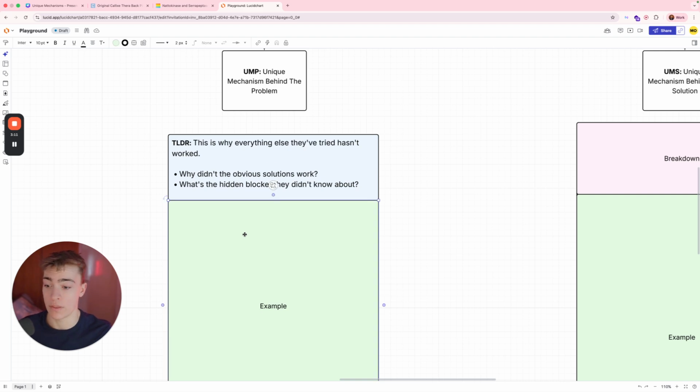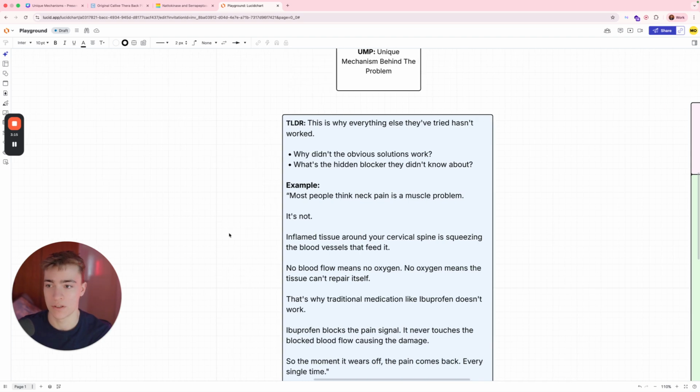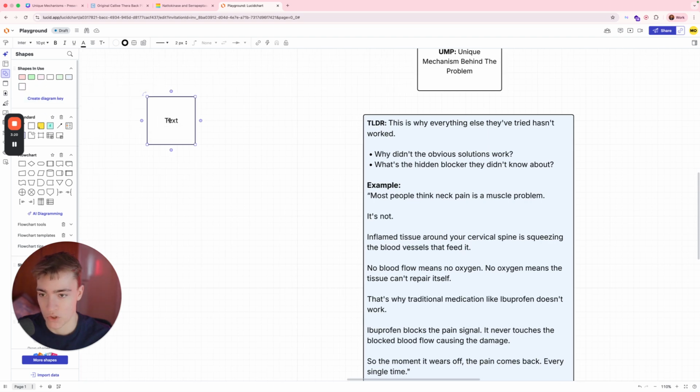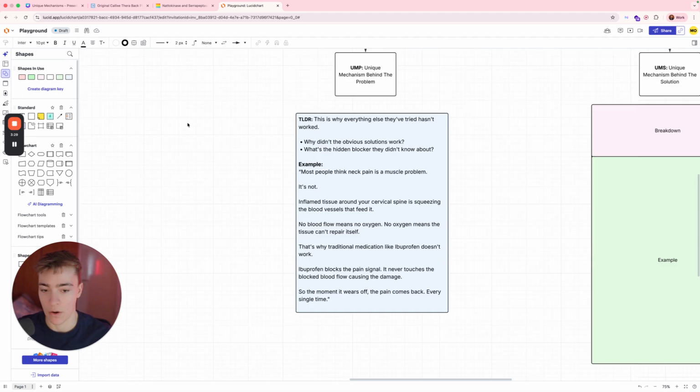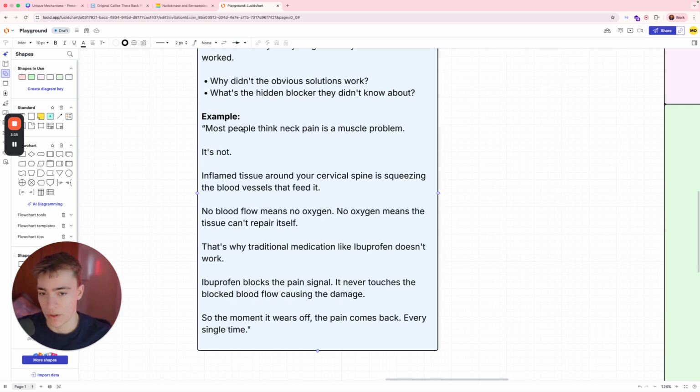If we go with the neck pain specifically, this is written for solution-aware audiences. You might know, you have your unaware, problem-aware, solution-aware, and so on. I don't want to write that out, but this is written specifically for solution-aware audiences. Most people think neck pain is a muscle problem. It's not. So this is again attacking why the obvious solution didn't work.